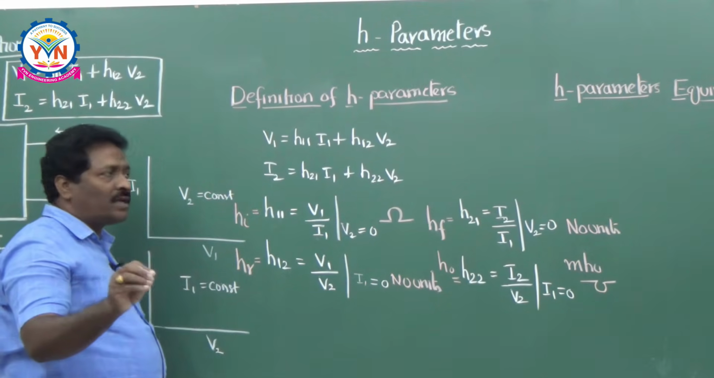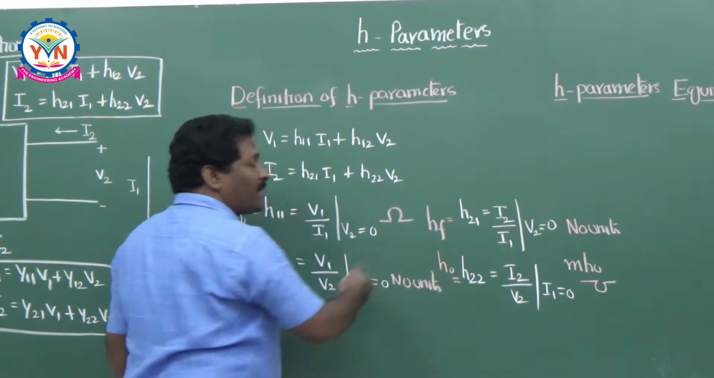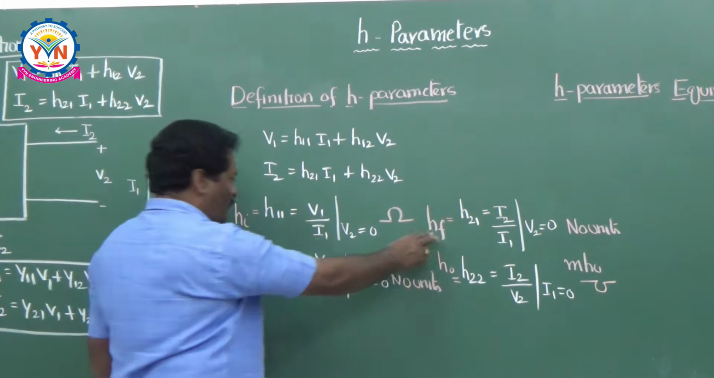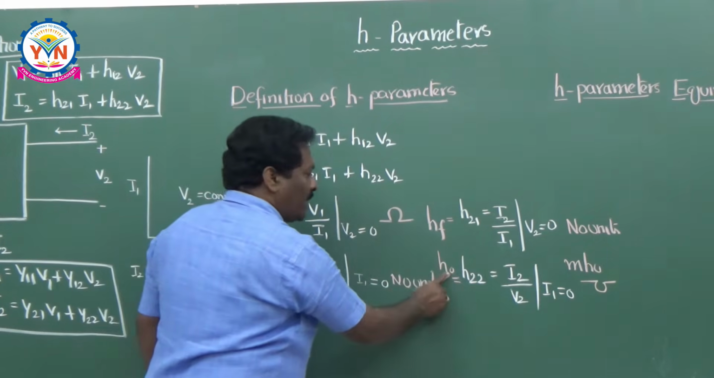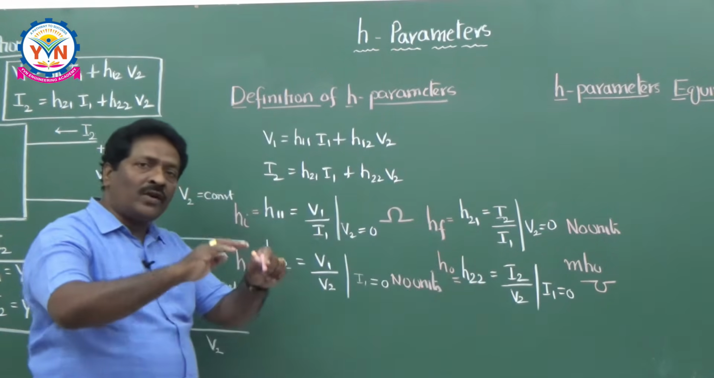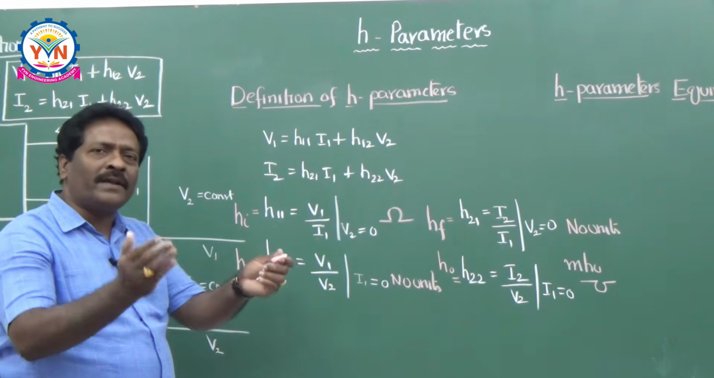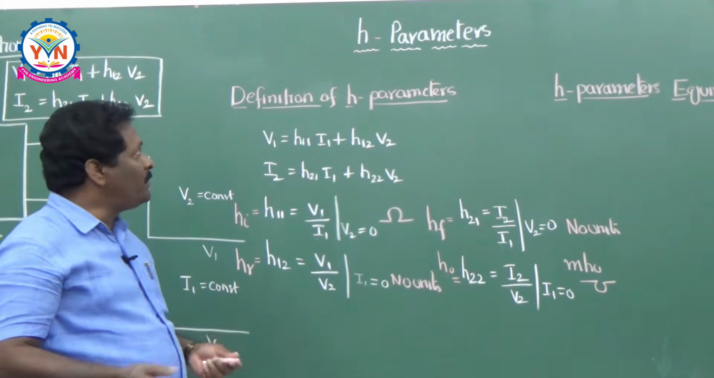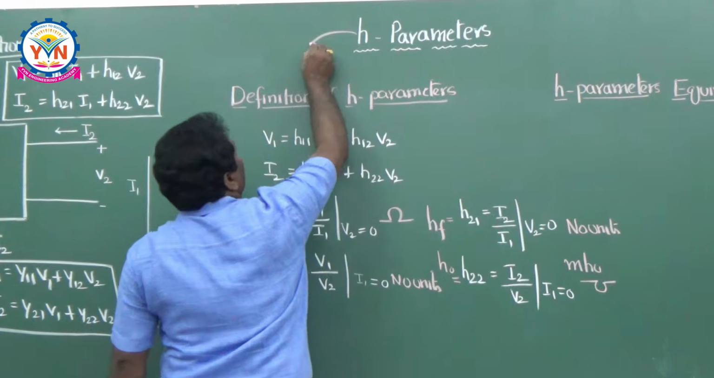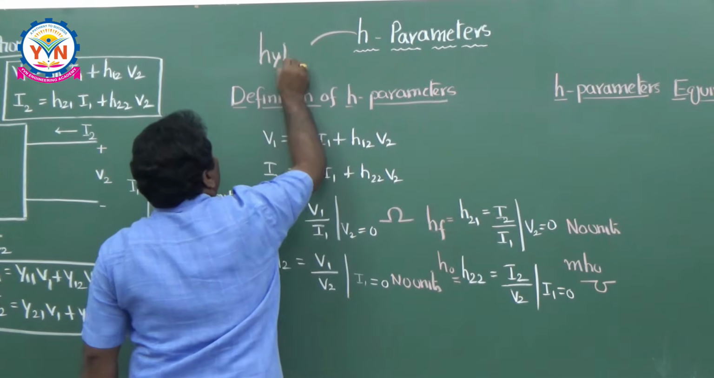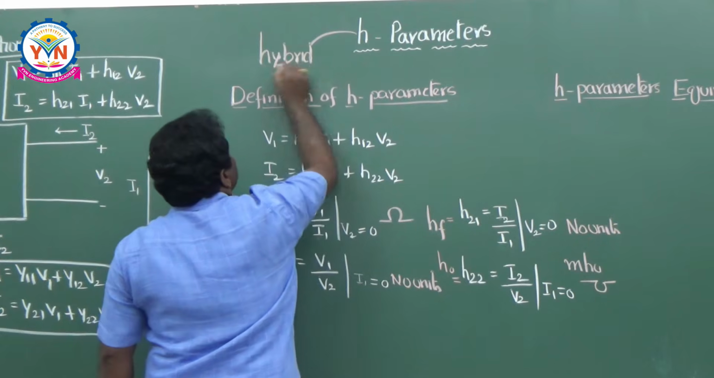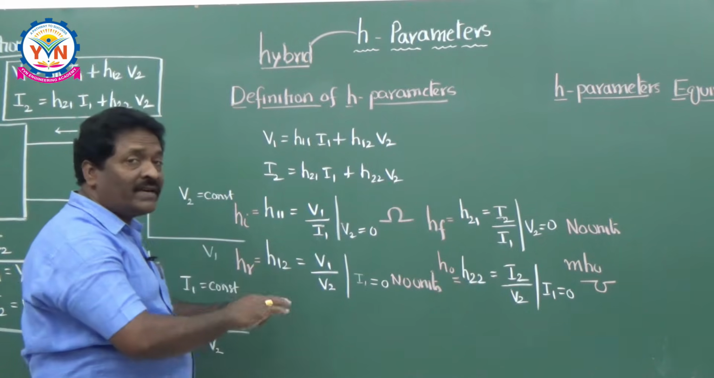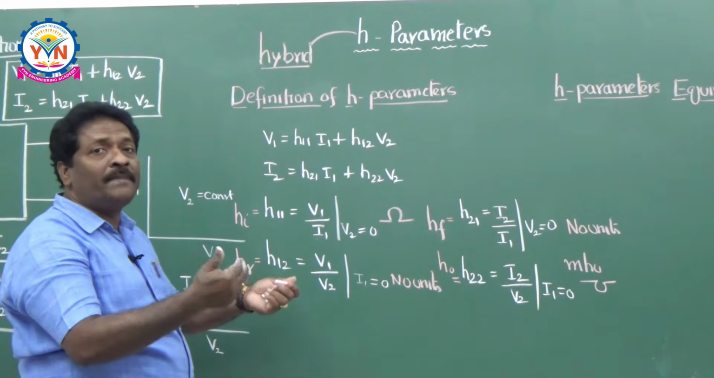Now if you observe closely, all these H parameters do not have the same units. HI has the units of ohms, HF and HR no units at all, and HO the units is mhos. As you are combining different unit parameters at a single point, they can be called hybrid parameters. Hybrid means not the same parameters. You are combining different parameters, having different units. That's why they are called hybrid parameters.